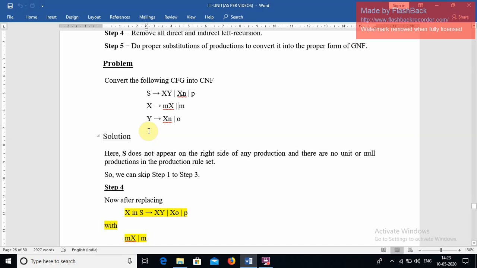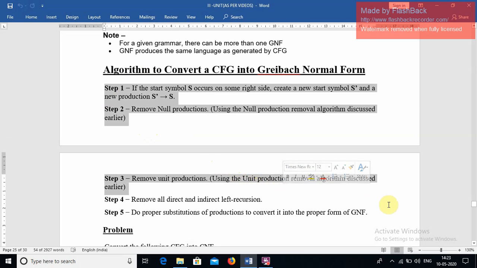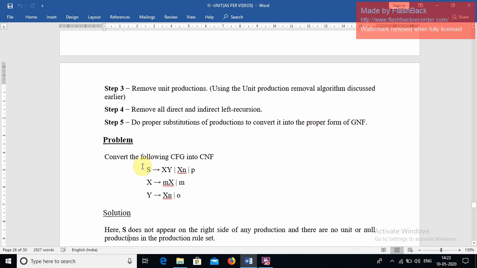So that's why we skip the first three steps in the conversion algorithm. Okay, then look for any recursions. Recursion means if the leftmost non-terminal in the RHS is the same as the LHS, then that is said to be recursion.